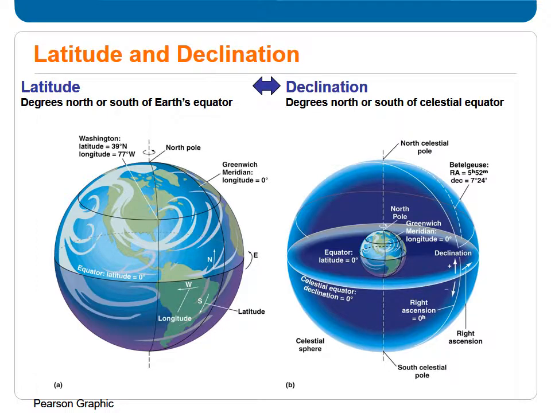The lines of declination on the celestial sphere correspond to the lines of latitude on Earth. The declination of a star is measured in degrees north or south of the celestial equator, just like the latitude of a position on Earth is measured in degrees north or south of the equator. Betelgeuse, for example, has a declination of 7 degrees and 24 minutes.